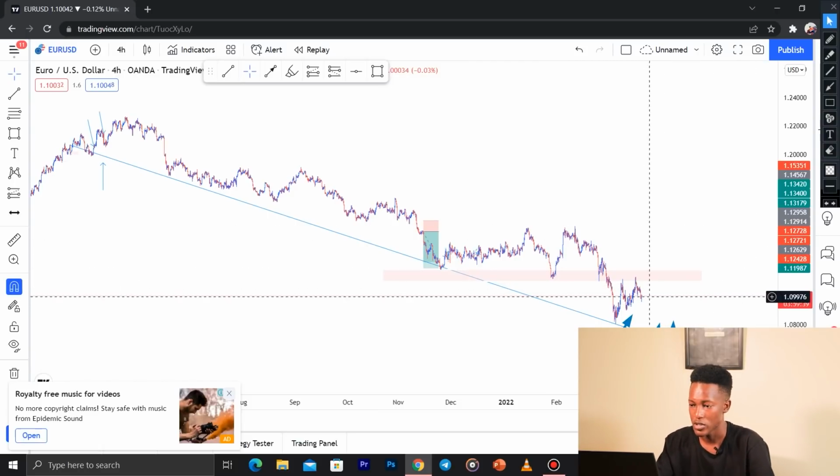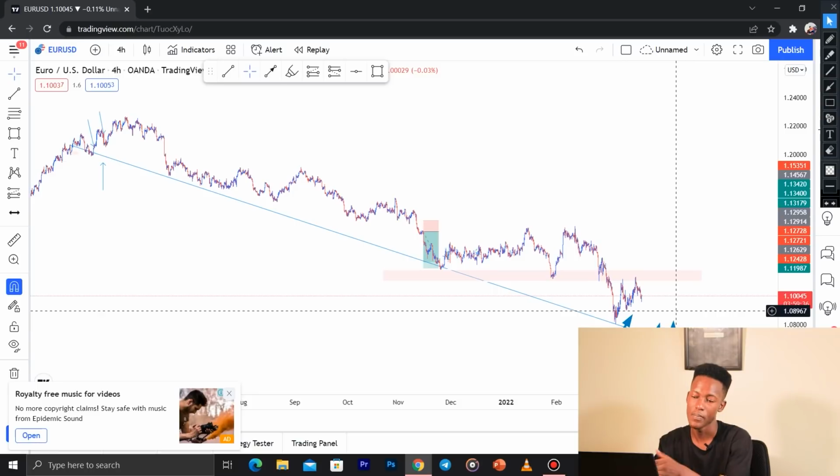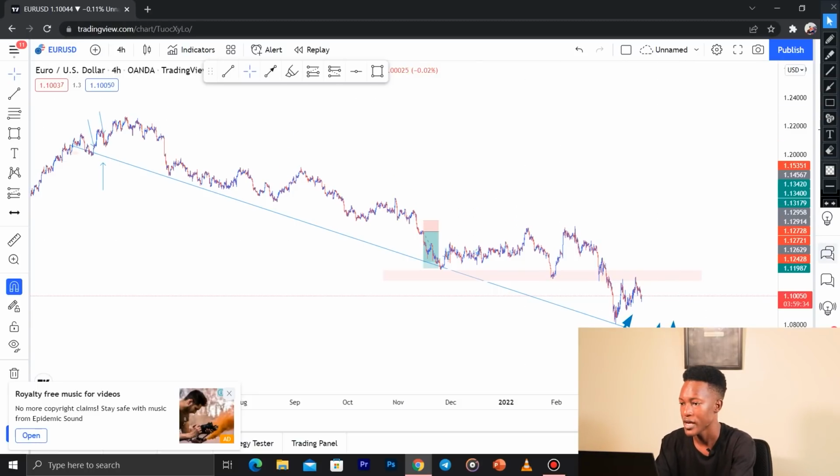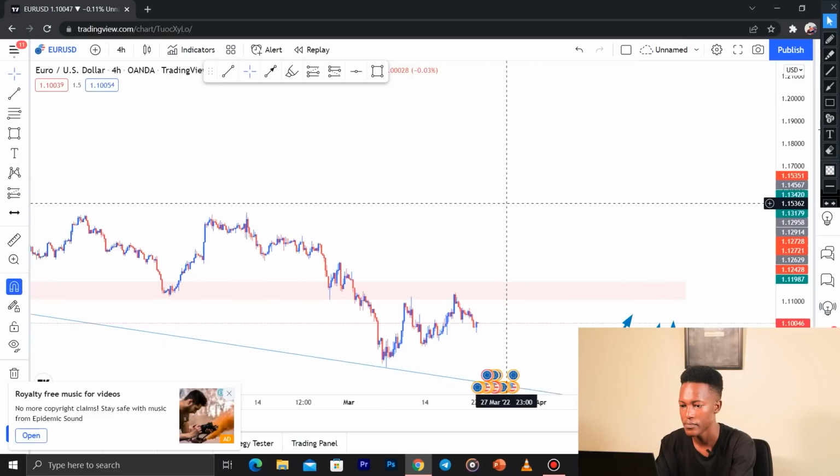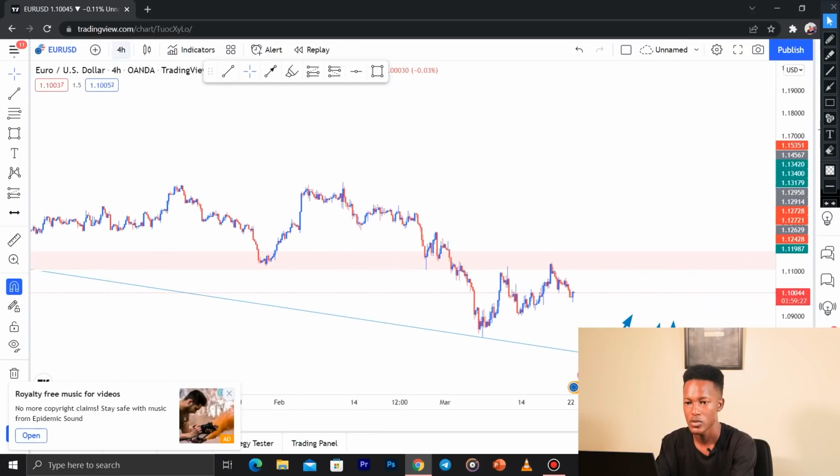Anyway, now let's do this. So we are looking at this right now, it's bouncing from the trend line. So I'm going to kind of zoom in and get the bigger picture. Awesome, let's go to H1.